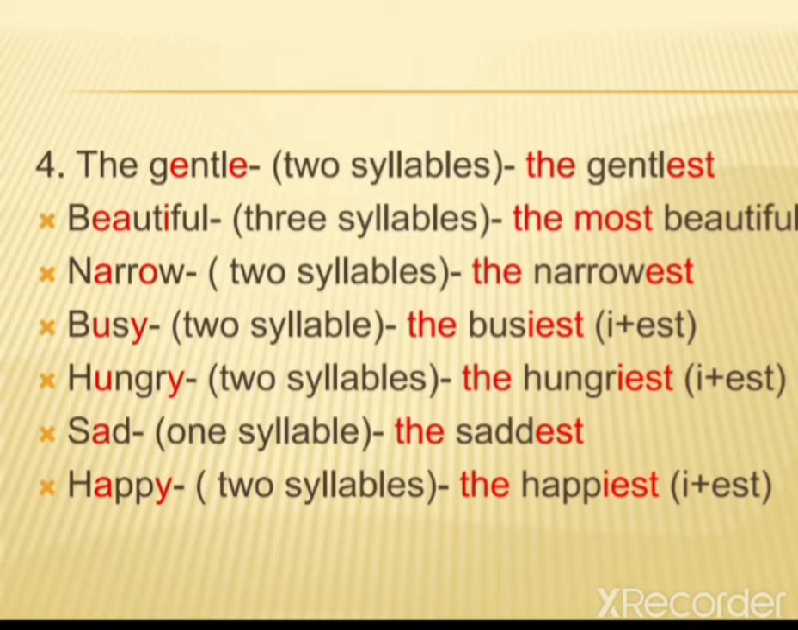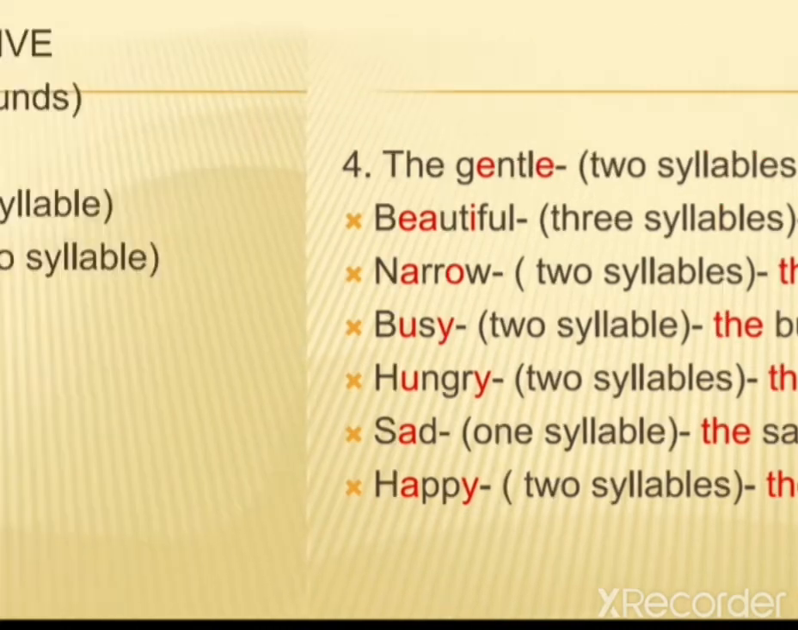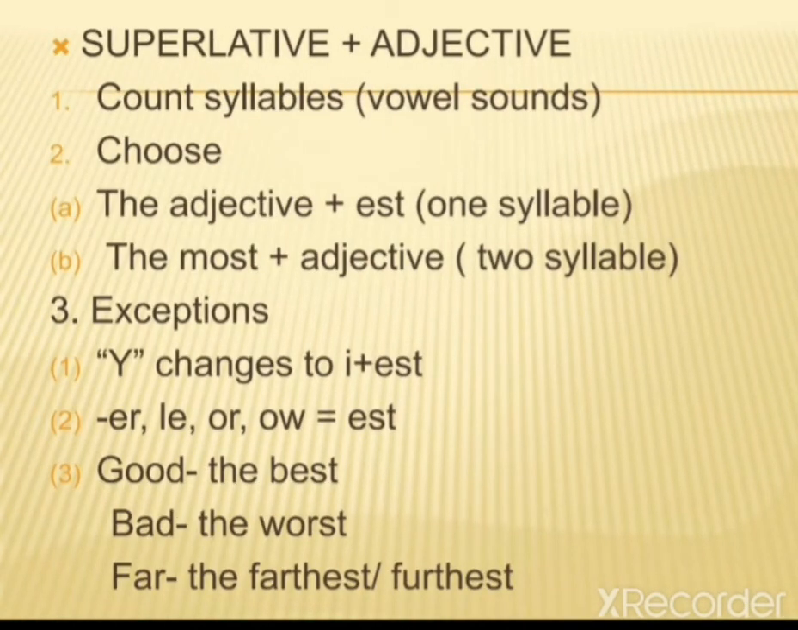If you look down here, we have 2 more exceptions. The first one is good. Okay, we'll change to the best. We don't say goodest. That even sounds funny. So good and bad are exceptions. Bad, one syllable. We don't say the baddest. No, we have to say the worst. So I can say, oh, that was the worst song I have ever sung.